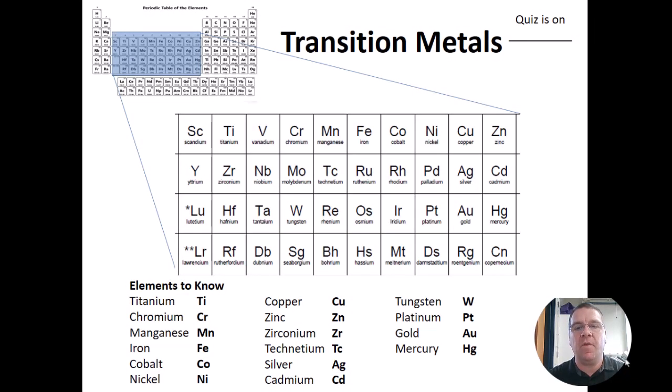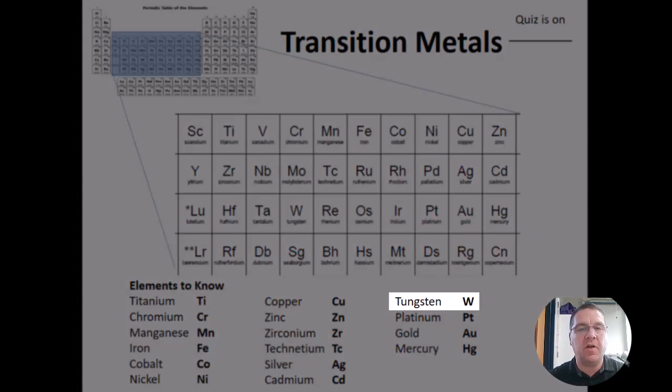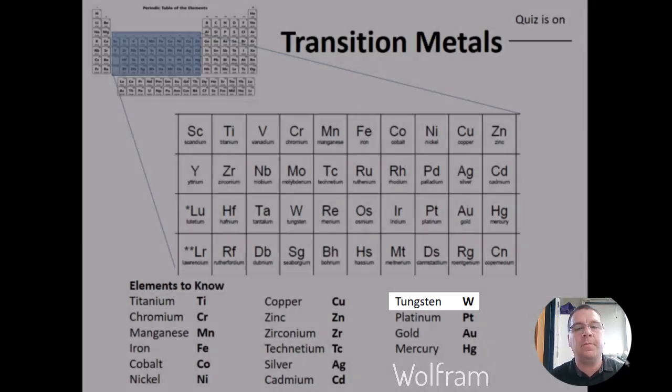Cadmium, Cd, and then we have tungsten, which is W. Now here's another one where the symbol doesn't quite match its name. So we know it's derived from another name. This one's not Latin, it's German. It's the word wolfram, and that word derives from the mineral from which tungsten is extracted, which is called wolframite.